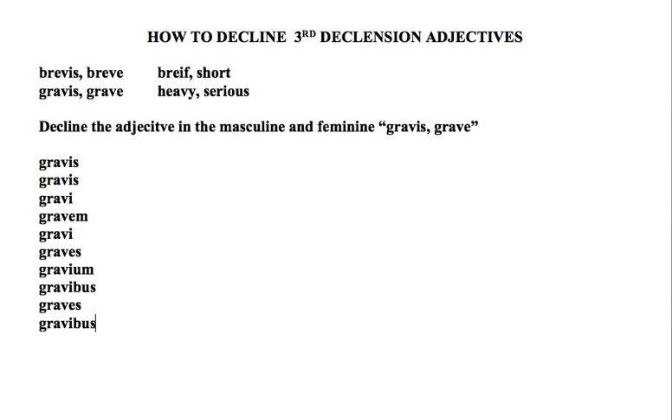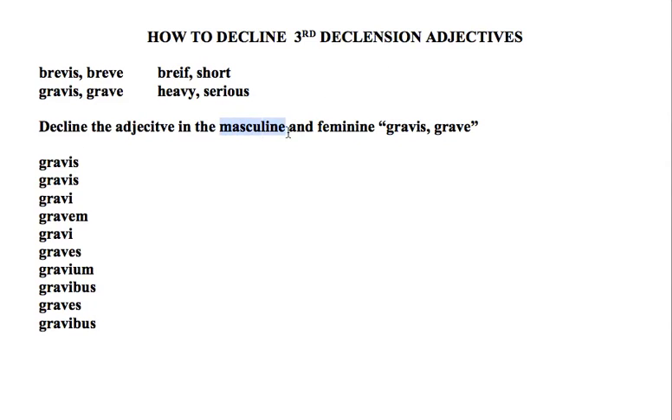And there we have the adjective gravis, grave, declined in the masculine and feminine. We're not writing the vocative forms. The vocative forms for an adjective will look the same as the nominative. It will follow the same rules as nouns do.